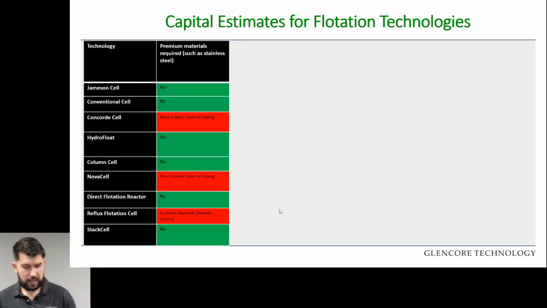So the first thing we're looking at is, are any premium materials required in the equipment, such as stainless steel? Obviously, premium materials will drive up your capital cost. And for the Concorde cell, the NovaCell, and the Reflux flotation cell, there are some stainless steel parts needed, which will drive up the cost.